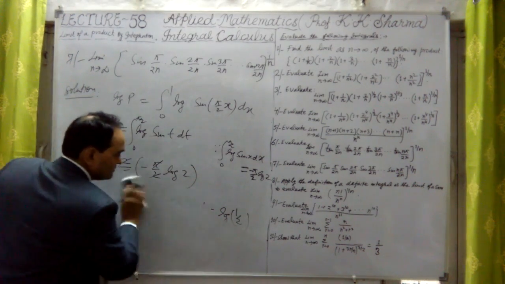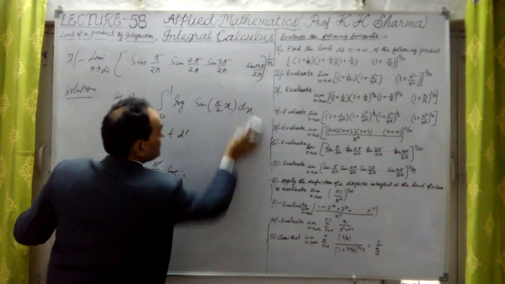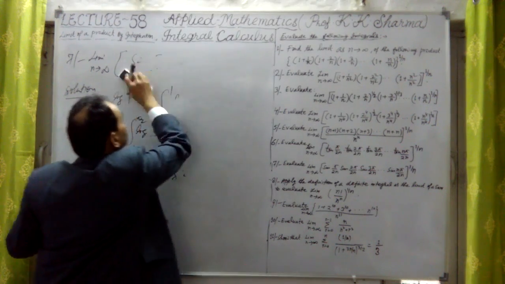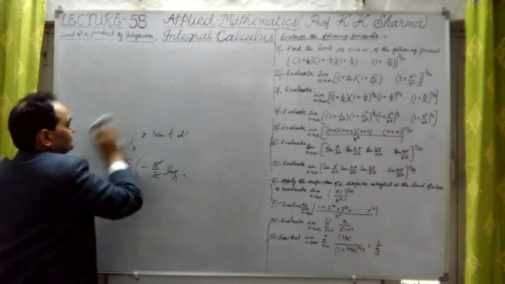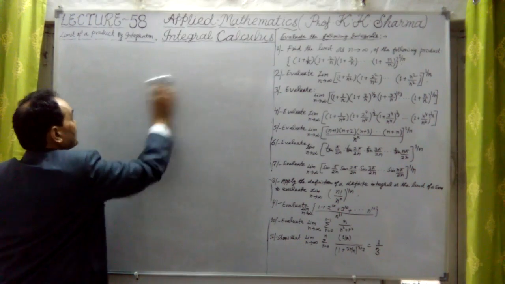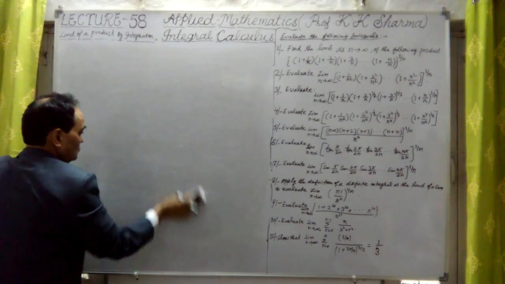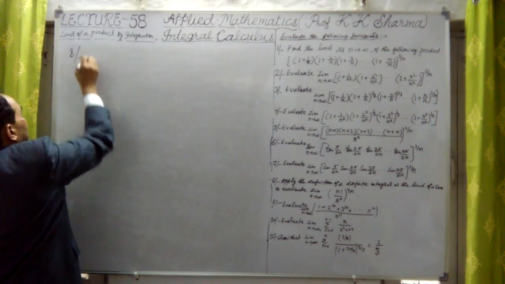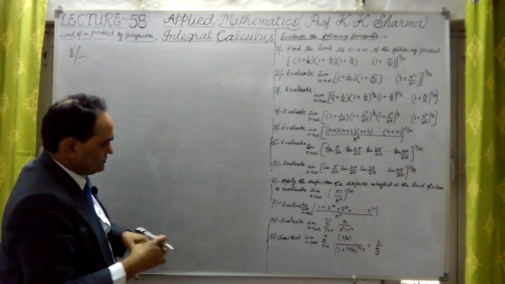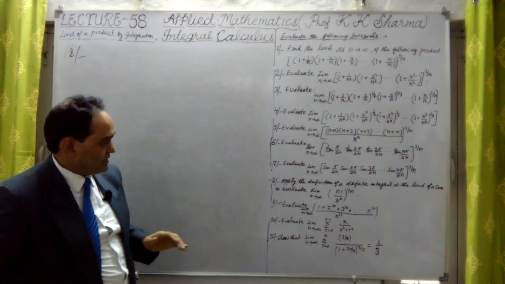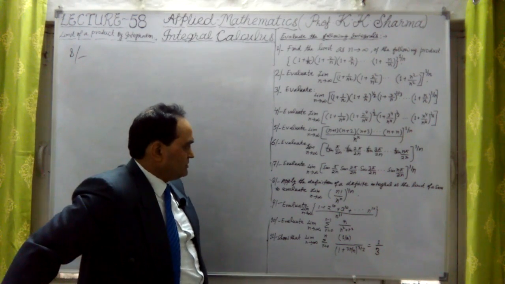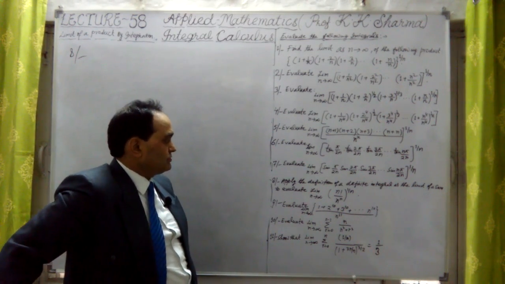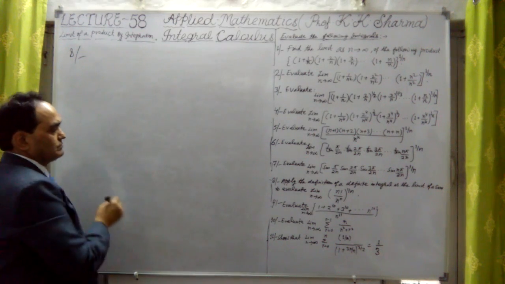Now, let me take question number 8. Question number 8 is of what kind? Let me check it. Okay, question number 8 says: apply the definition of a definite integral as the limit of a sum. This is the limit of a sum.